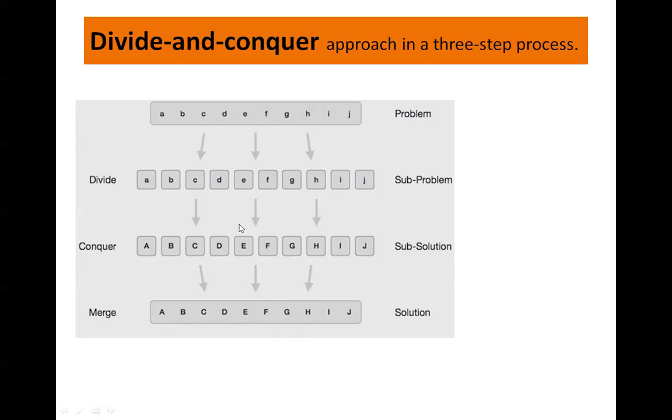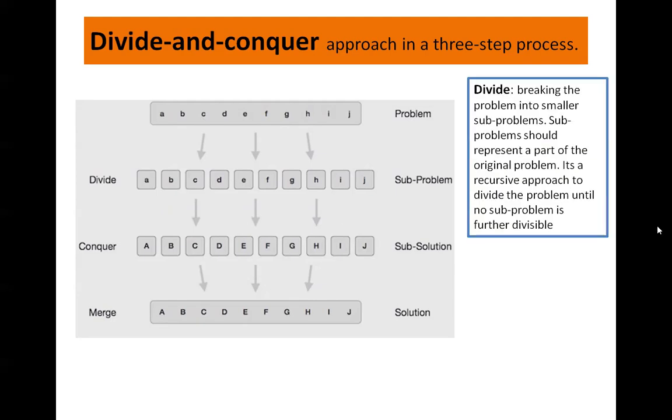So let us see how these three phases work here. First is divide. Divide is breaking the problem into smaller subproblems. Subproblems represent a part of the original problem. Remember, these subproblems are nothing but parts of the original problem. It is a recursive approach to divide the problem until no subproblem is further divisible. You can see these are the atomic forms of the subproblem. You cannot divide them further.